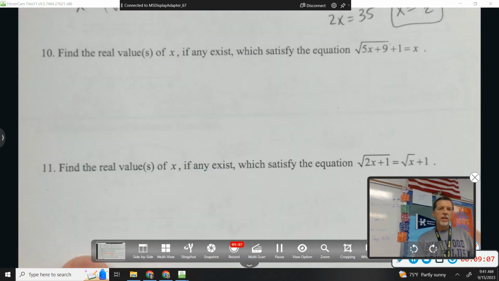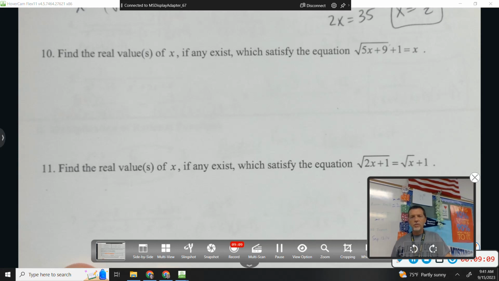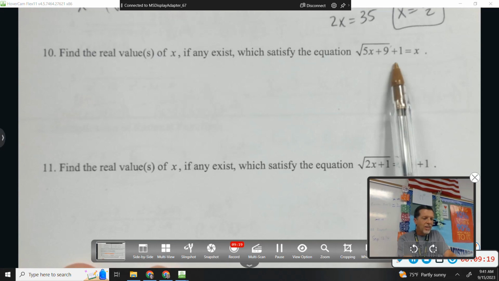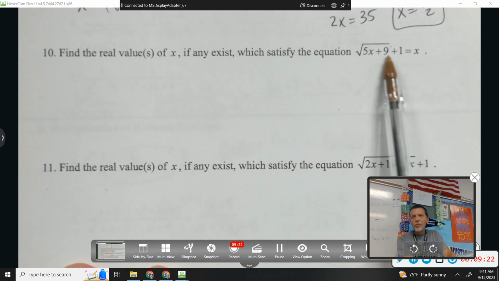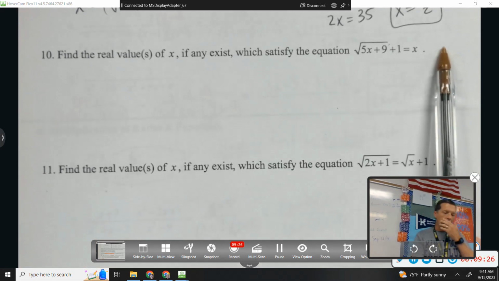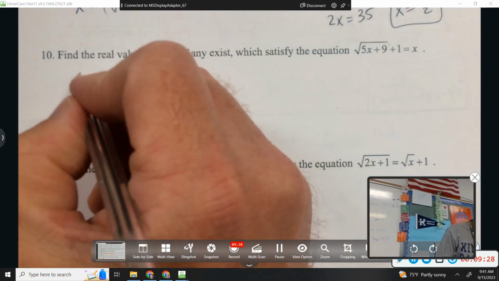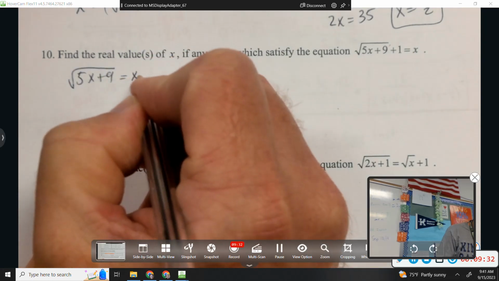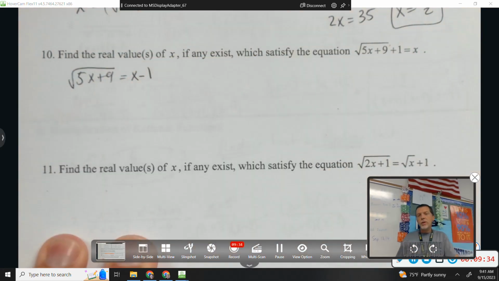Number 10. Find the real values of x, if any exist, which satisfy the equation. So solve that equation. What do you want to do first? If you square it right now, you'd have to FOIL the left-hand side and you'd have a real mess on your hands. Let's move the 1 over, and then squaring will be a whole lot more effective. You're always welcome to square both sides, but it would be more helpful to move the 1 over first.